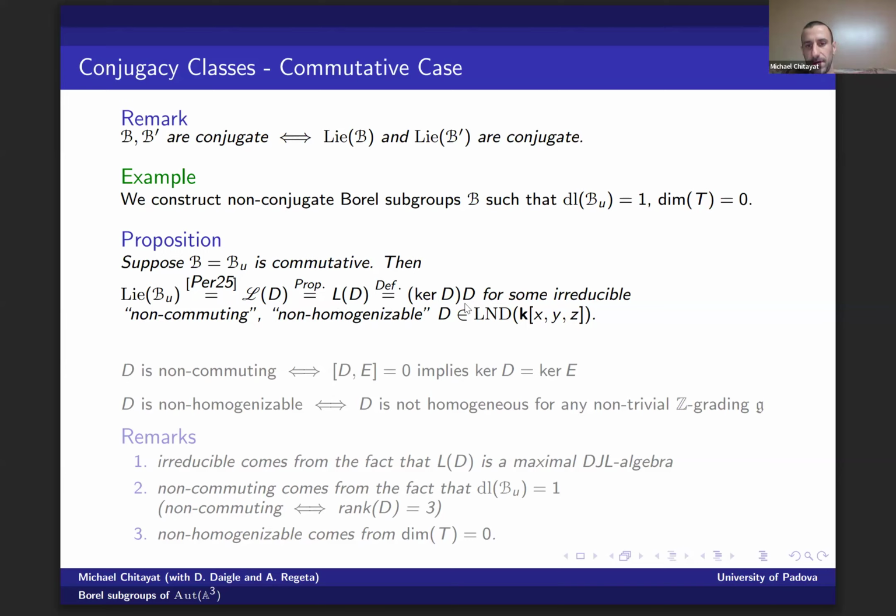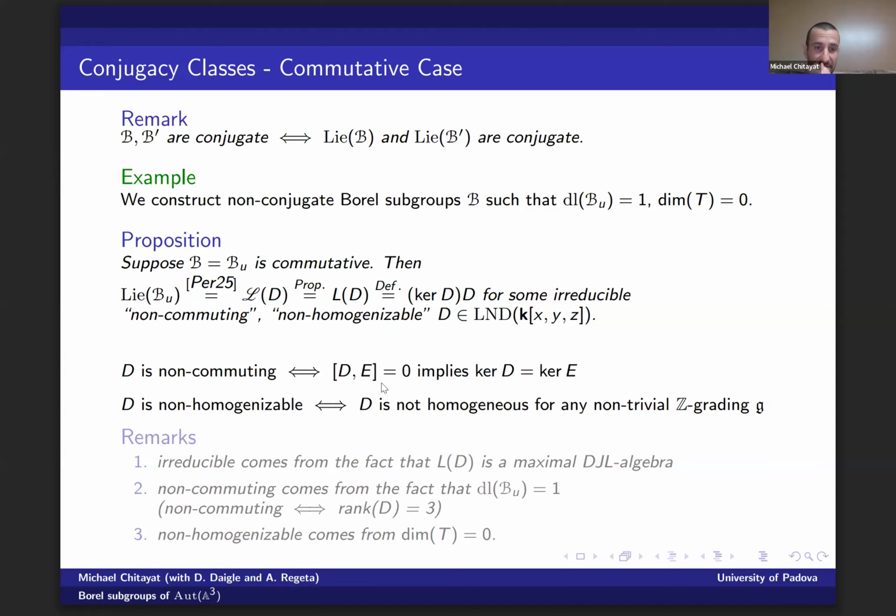Now, this D must be irreducible, non-commuting, and non-homogenizable. So what do I mean by non-commuting and non-homogenizable? Well, I say that a derivation D is non-commuting if whenever it commutes with something, those two guys have the same kernel. And I say that it's non-homogenizable if it's not homogeneous for any non-trivial Z grading G.